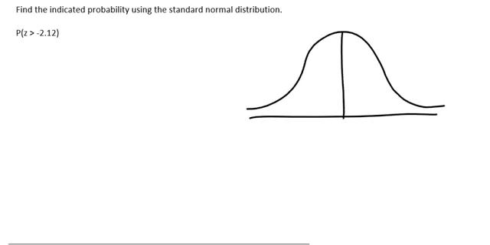Recall that the middle value is the mean, and the middle value corresponds to the z value of 0. What this means is that all of the z values to the left will be negative z values, and all the z values to the right will be positive z values. So let's graph on our normal curve z equals negative 2.12, which would be about right here.